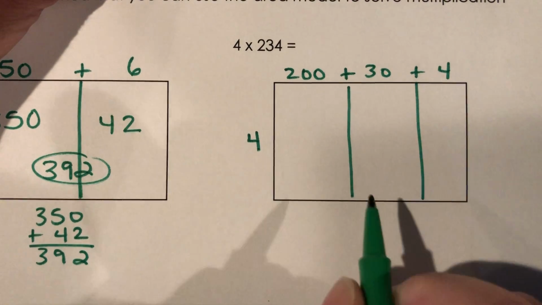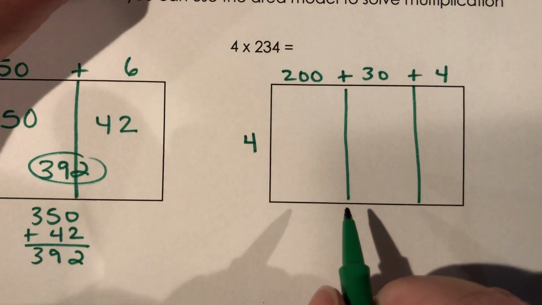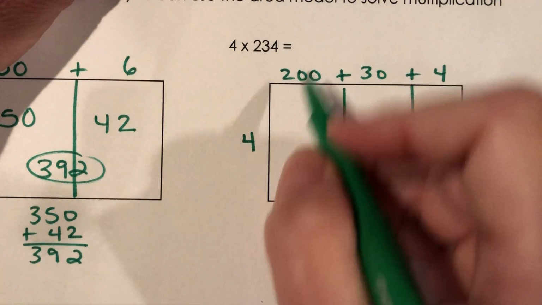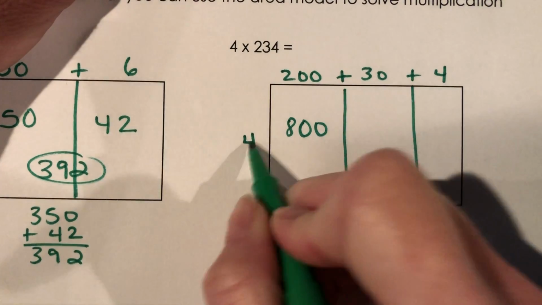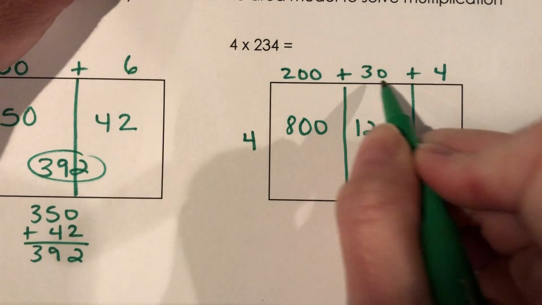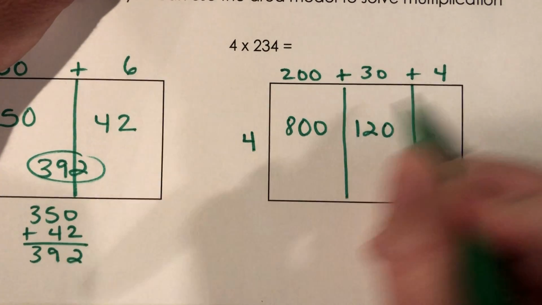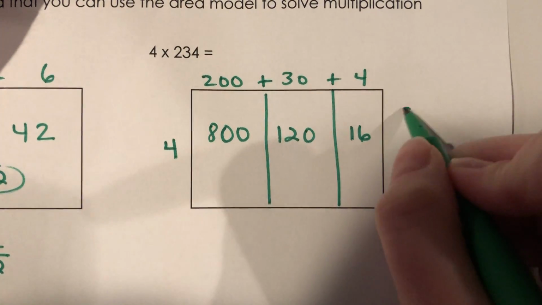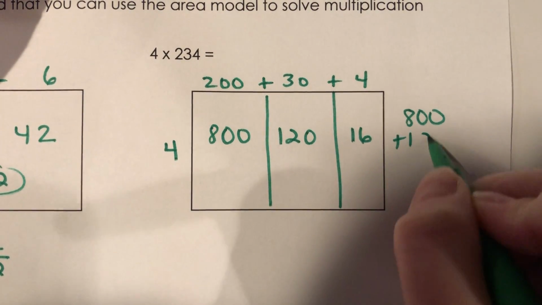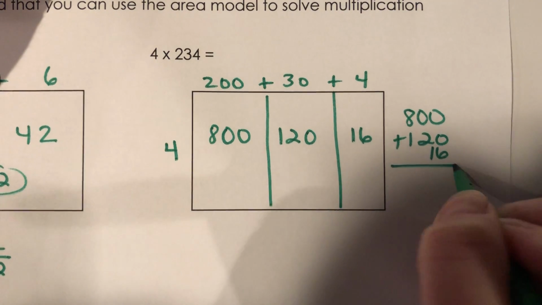And again, we can use our multiplying by multiples of 10 strategies to help us just do these in our head. If 4 times 2 is 8, then 4 times 200 is 800. If 4 times 3 is 12, then 4 times 30 is 120. And 4 times 4 is 16. And of course, to get the area of the whole thing, we just add up all 3 of these.